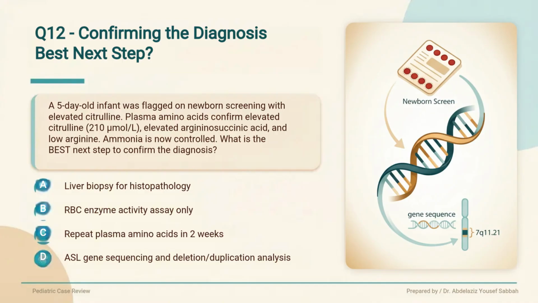Question 12. A 5-day-old infant was flagged on newborn screening with elevated citrulline. Plasma amino acids confirm elevated citrulline at 210 micromoles per liter, elevated argininosuccinic acid, and low arginine. Ammonia is now controlled. What is the best next step to confirm the diagnosis? Option A, liver biopsy for histopathology. Option B, red blood cell enzyme activity assay only. Option C, repeat plasma amino acids in 2 weeks. Option D, ASL gene sequencing and deletion or duplication analysis.